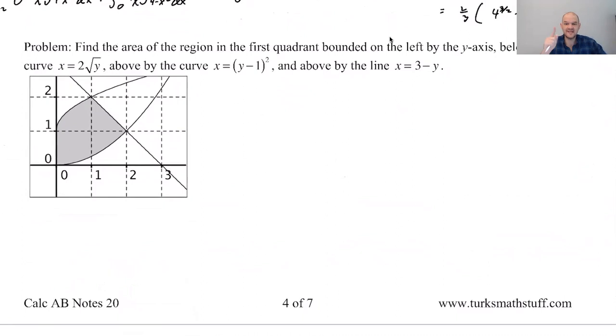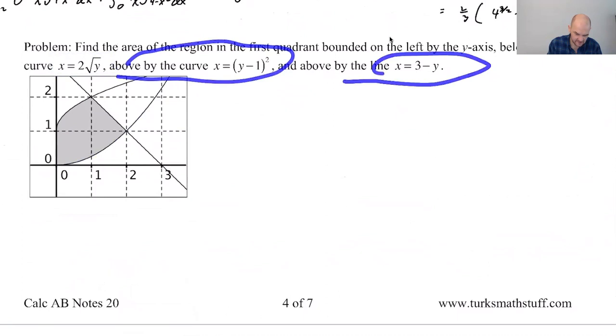Below by, that means that's the floor. So this curve right here is the floor of the region. Above by the curve this and this. So those are the ceiling here and here.